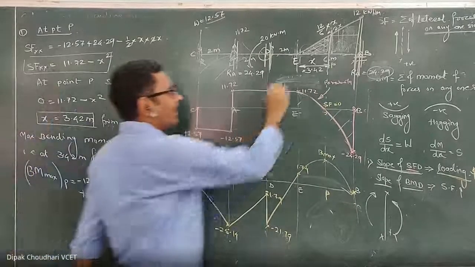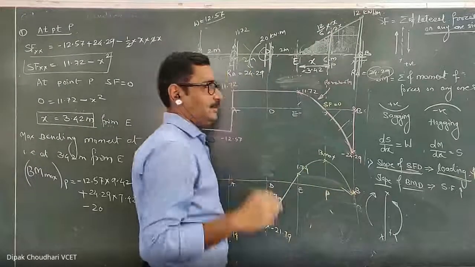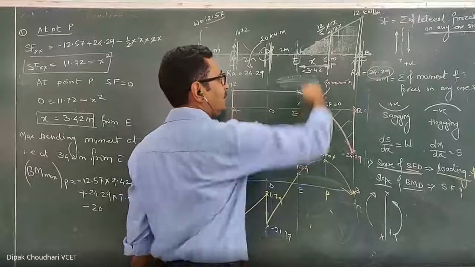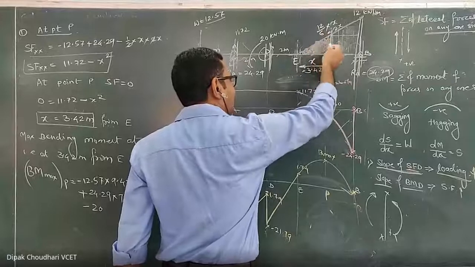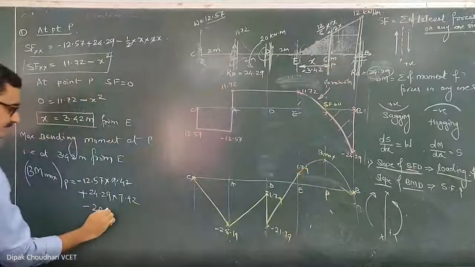Here, now the moment of this triangular load. Moment of this triangular load. Listen carefully. Okay, it is acting downward, so it is producing the hogging bending moment at point P. That's why it is minus.